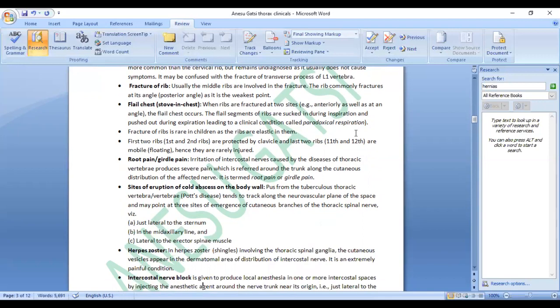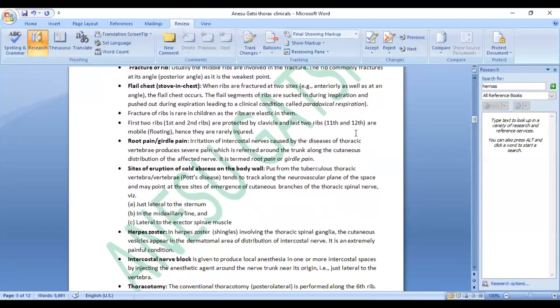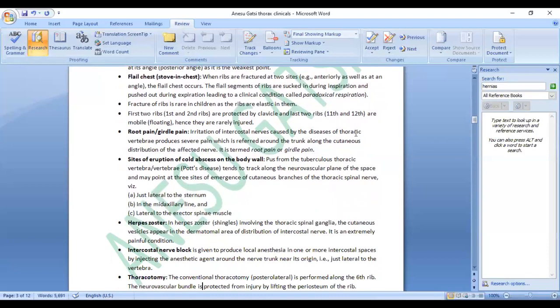Then you may have eruption of a cold abscess on the body wall. Pus from TB or a condition known as Pott's disease, that is tuberculous thoracic vertebra, tends to trek along the neurovascular plane of the space and may point at three sites of emergence of cutaneous branches of the thoracic spinal nerve. One may be just lateral to the sternum, another in the mid-axillary line, and the other lateral to the erector spinae muscle. Remember, the erector spinae is one of the important epimeric muscles of the back that run parallel to your vertebral column.